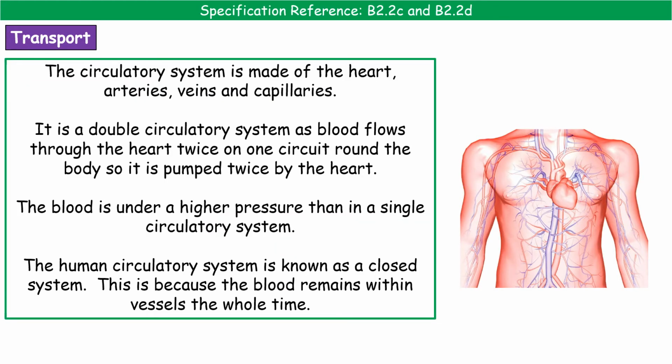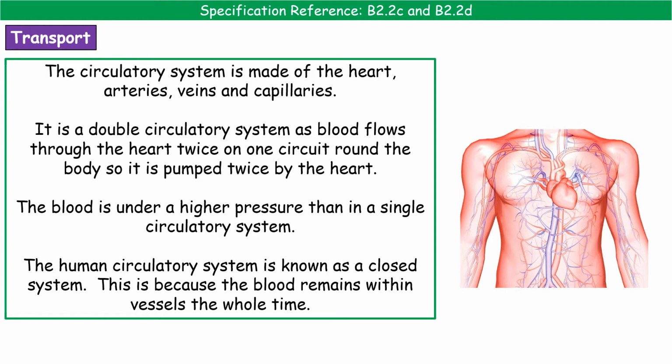This then leads us on to the adaptations we see within the human body for the transport of these substances. So we're going to focus on the circulatory system. When we talk about the circulatory system, we're talking about the heart, the arteries, the veins, and the capillaries. So the heart and the 3 types of blood vessel that you need to know about.